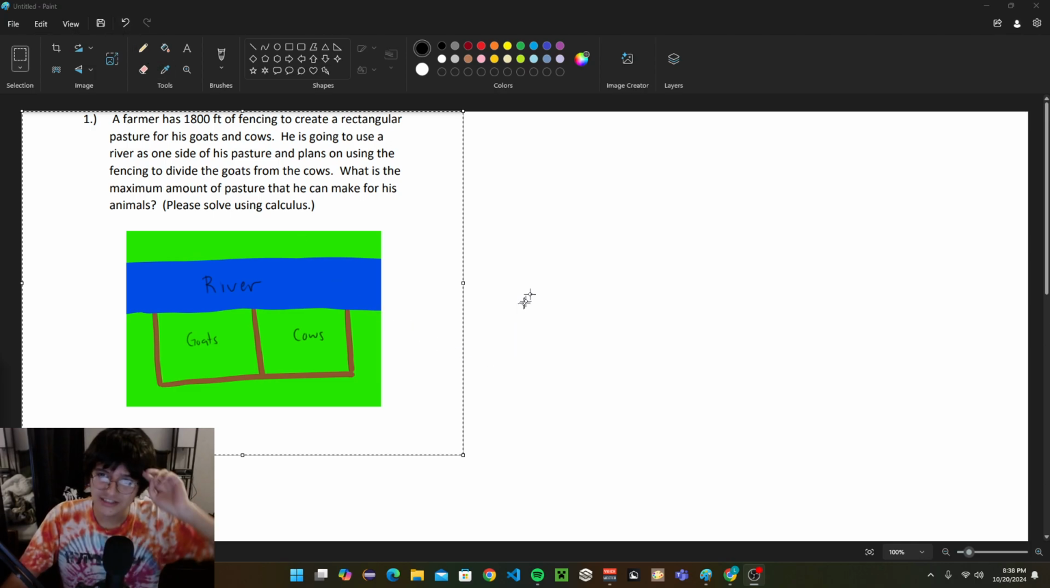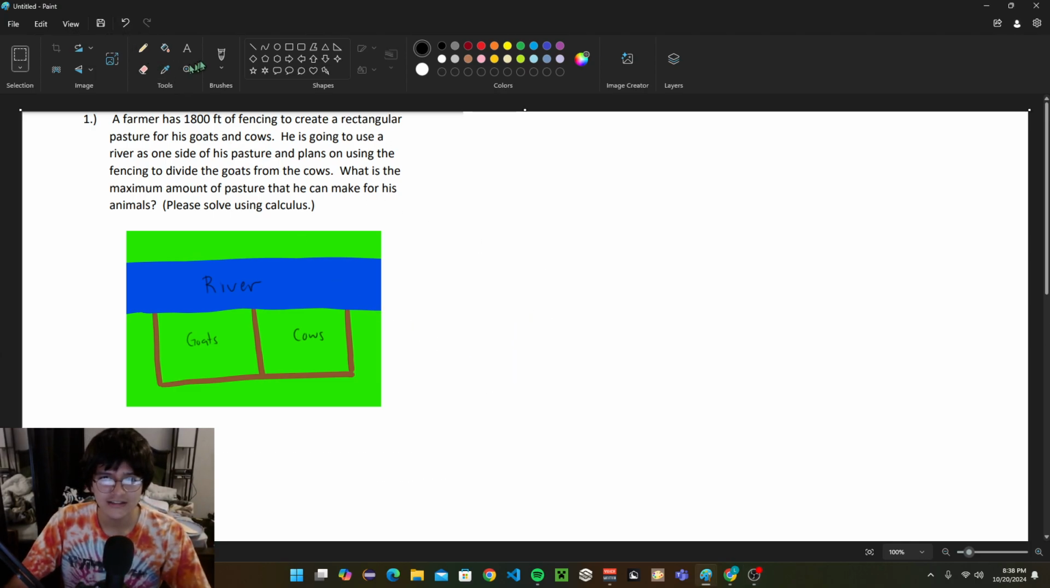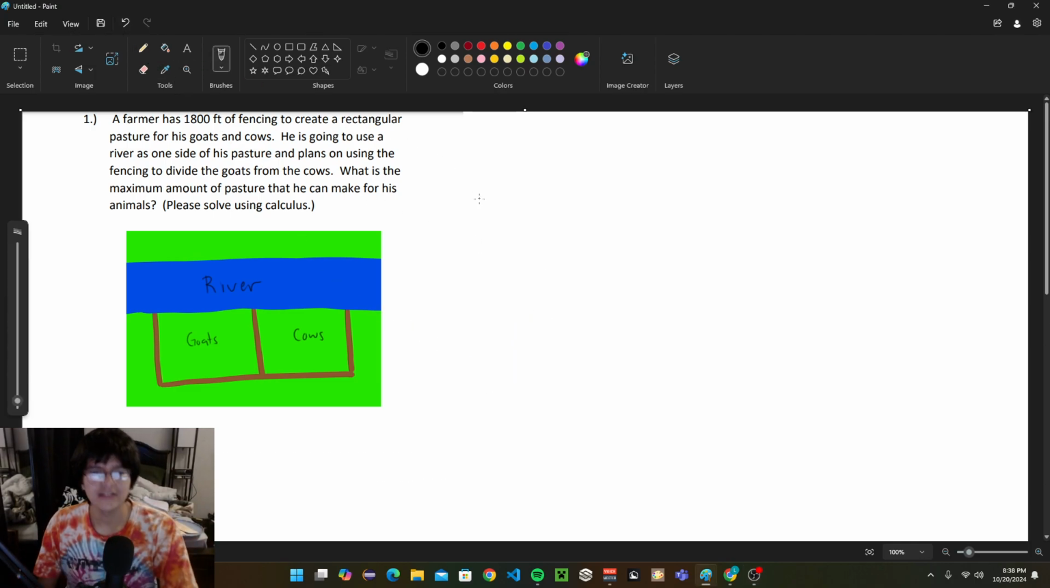Okay, so essentially, a farmer has 1,800 feet of fencing to create a rectangular pasture for his goats and cows. He's going to use a river as one side of his pasture and plans on using the fencing to divide the goats from the cows. What is the maximum amount of pasture that he can make for his animals? Please solve using calculus.